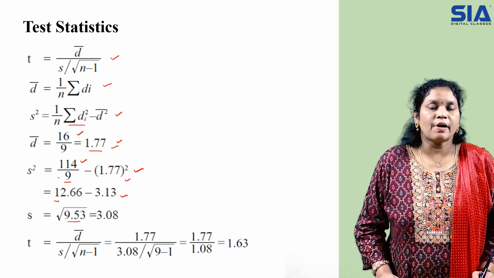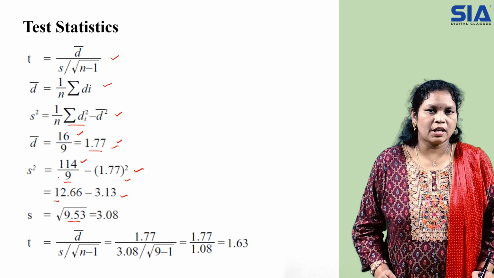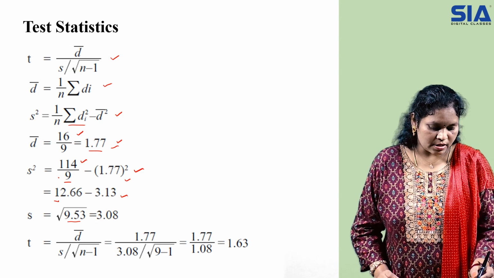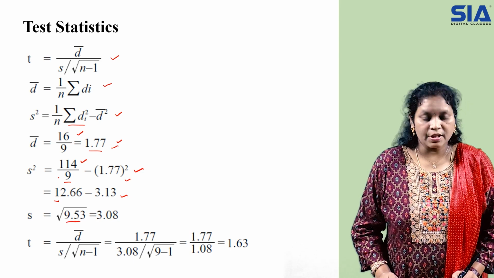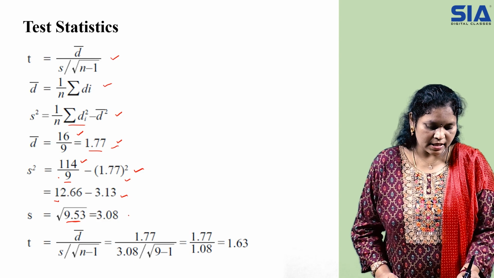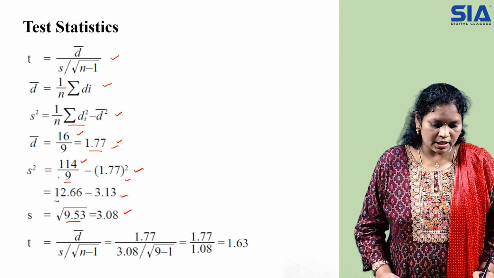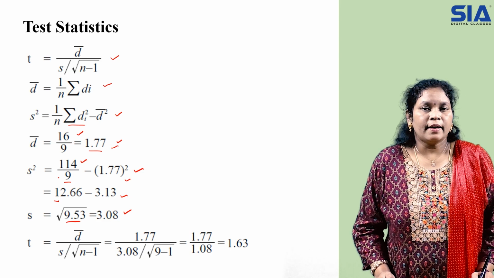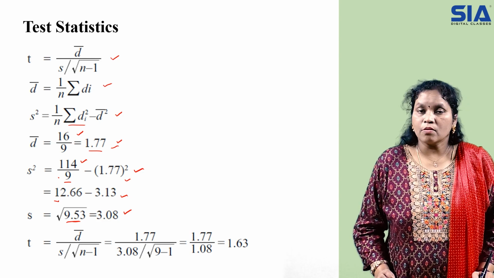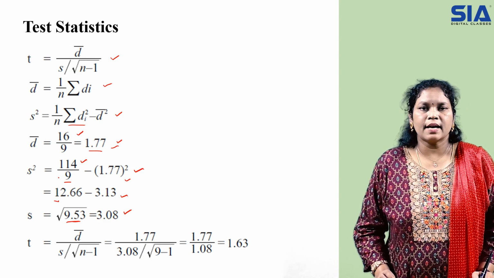Now I need the s value, not s square. So I have taken the root over the answer. So s is equal to root over 9.53. We got the answer as 3.08. So that is the value we got. Now let us substitute in t. We got the s value. n we already have, d bar also we got. Let us substitute and get the answer for t.